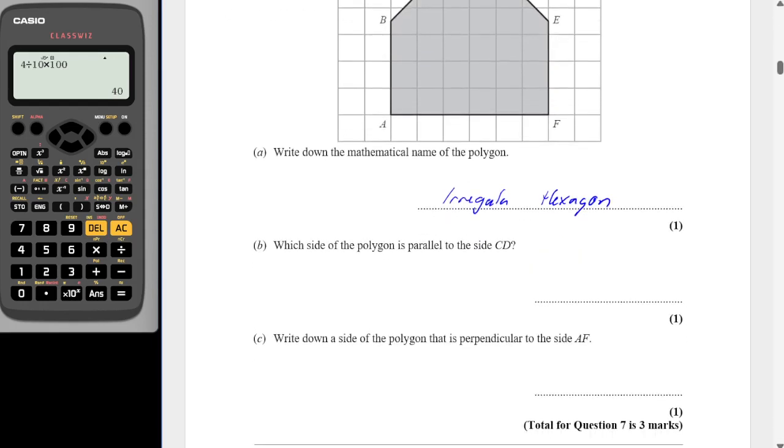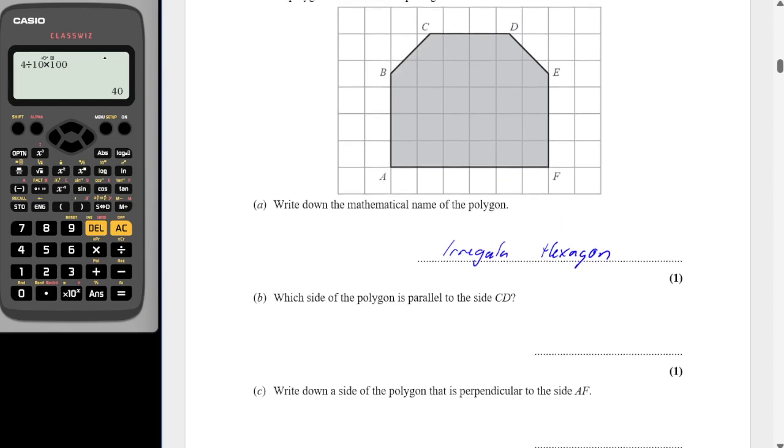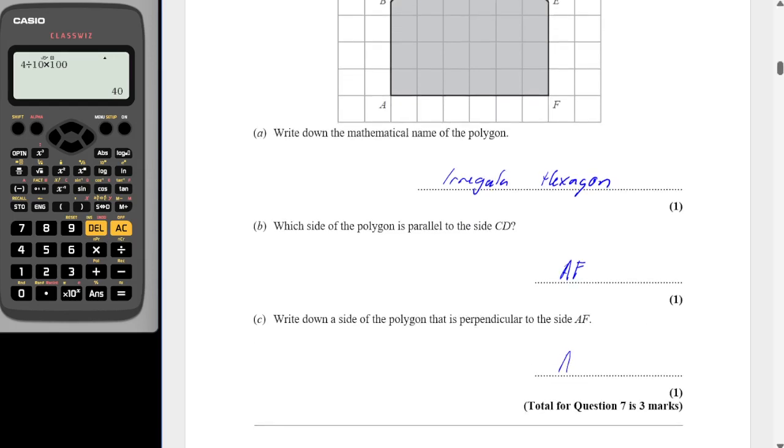For part B, which side of the polygon is parallel to CD? So CD, that would be AF. And then write down a side of the polygon which is perpendicular to AF. So, okay, perpendicular, I would go AB, although absolutely fine would be EF.